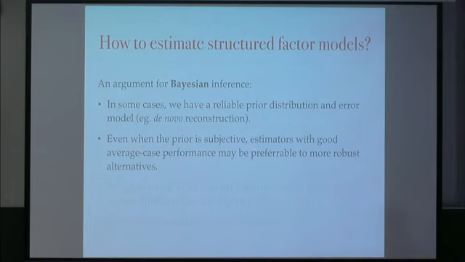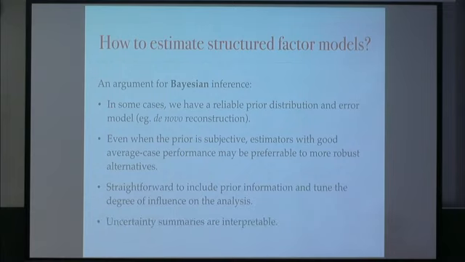But even when the prior is a bit subjective, say for analyzing a regular data matrix, estimators that have good average case performance may be preferable to alternatives that are more robust, when the assumptions are fair, especially when more robust alternatives are more difficult to interpret, or they may be a bit pessimistic. A Bayesian approach makes it straightforward to include prior information, and this is probably the most important reason to use it. It allows you to tune the degree of influence that the prior has on the analysis. And finally, uncertainty summaries are interpretable if they're available.